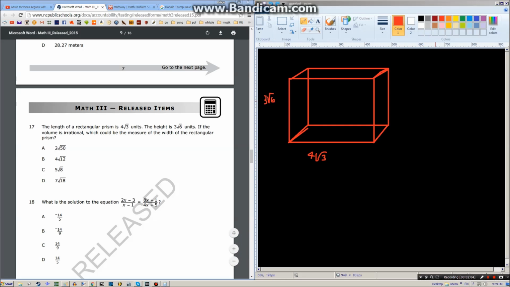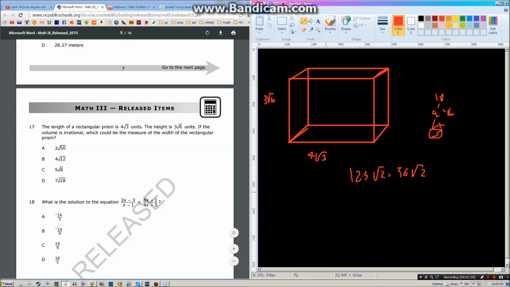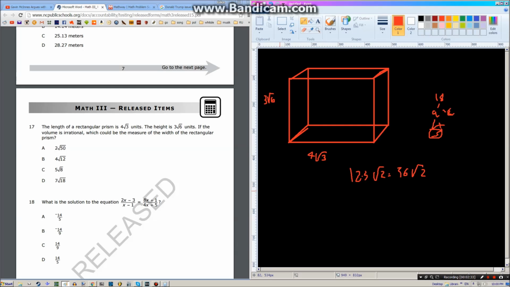well, first let's do the square roots. So you get square root of 18. If you factor out 18, you get 9, 2. I get 2 3s, so it's 2 3s and 1 2. So then 4 times 3 is just 12. So that's 12 times 3 square root 2, which equals 36 square root 2. Let's just start with this one. 2 square root 50.